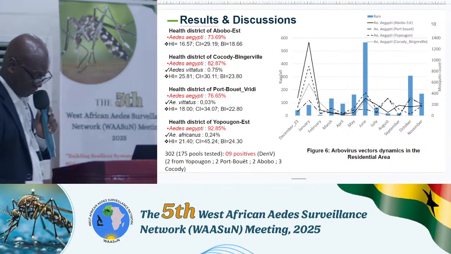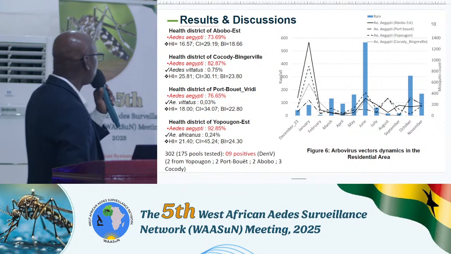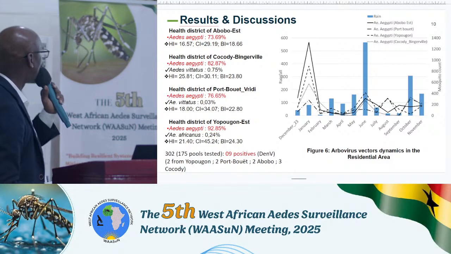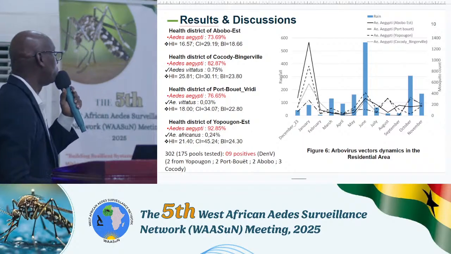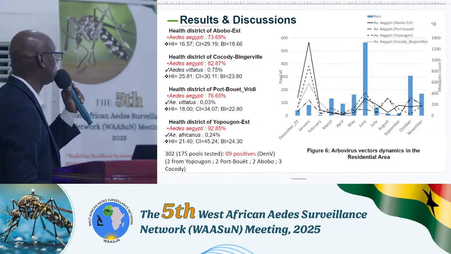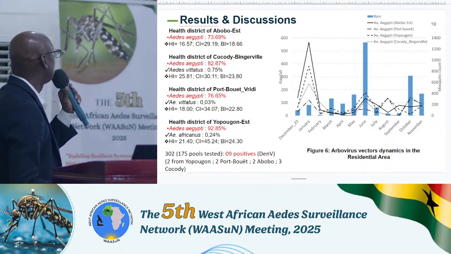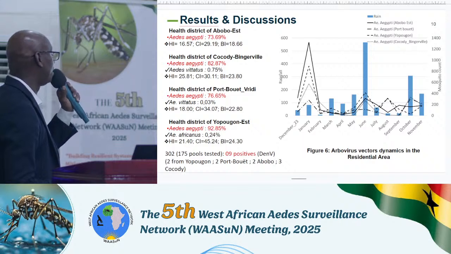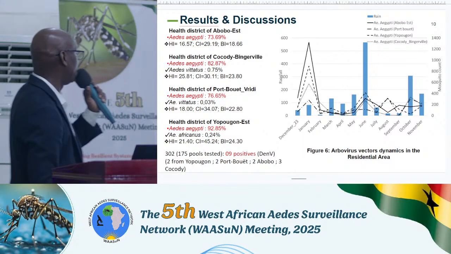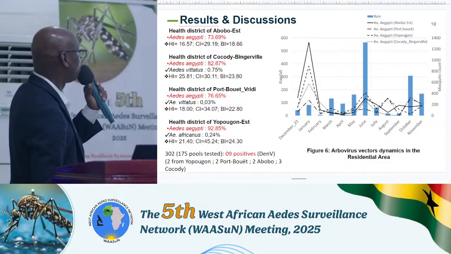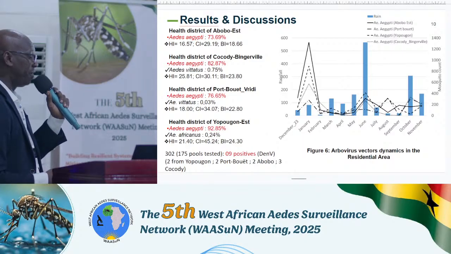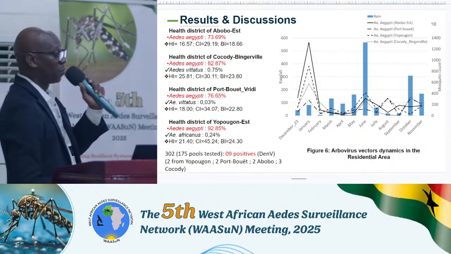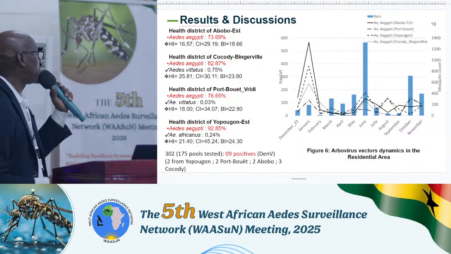So for the next, for the OAS project, we work in 4 health districts in Abidjan: Abobo, Cocody Bergerville, Port-Boué, Vridi, and Yopougon West. The most important mosquito we collected is Aegypti, at all the sites. And in Cocody, we again observe Aedes vittatus in Vridi, and Aedes africanus in Yopougon East. When you observe the breeding sites, abandoned containers are the most common, and after that tires.